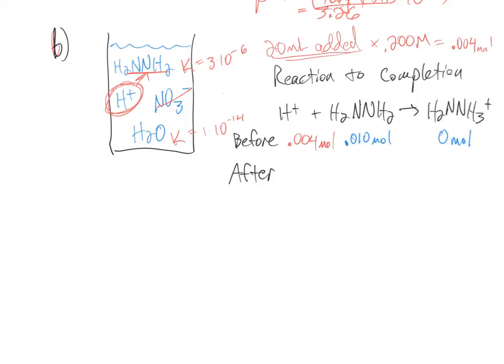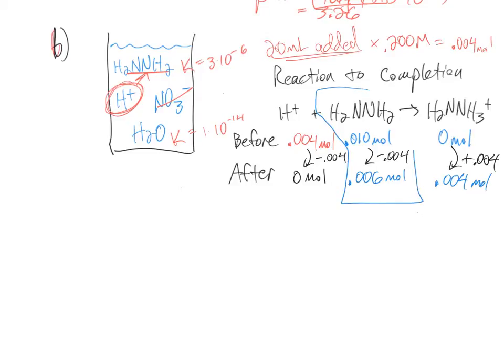In any reaction to completion table, one of the reactants reacts completely away down to 0. And when we consider that reduction of 0.004 for the hydrogen, we'll also have a reduction of 0.004 moles for the weak base. So instead of 0.01, now it's 0.006. And on the opposite side of the equation, we'll see an increase of 0.004 to bring that number of moles up to 0.004.